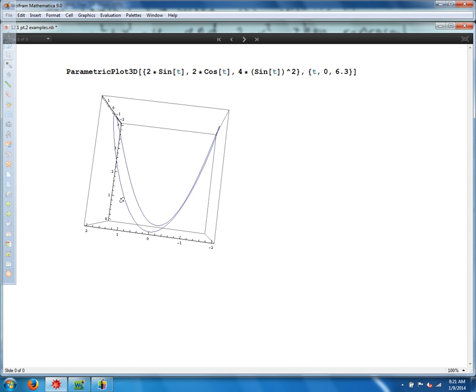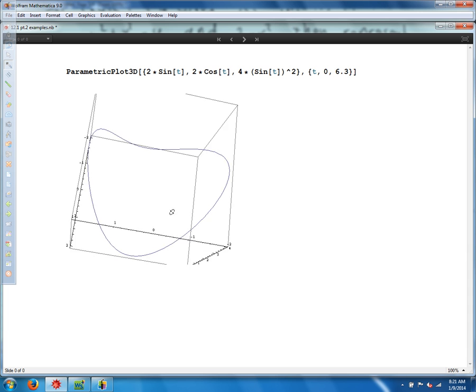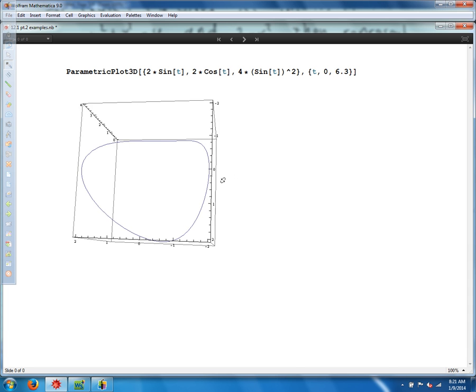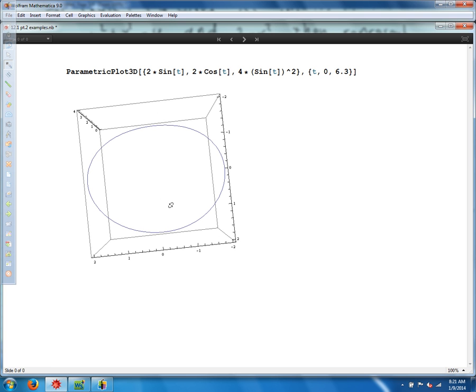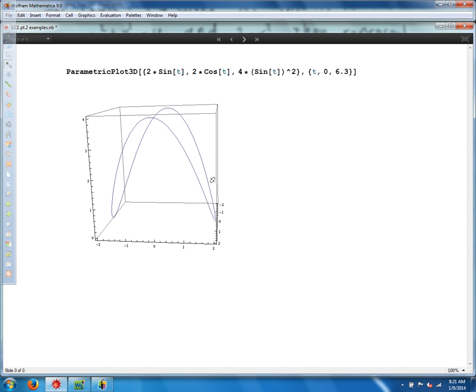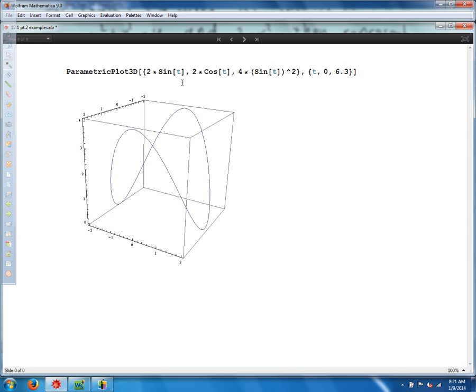There's our parabola cutting through the cylinder. Because of how I did this, it stretched a little bit, so rather than a circle, it looks like an ellipse. But there's our curve of intersection, and a nice vector valued function that represents that curve. I just love doing this.